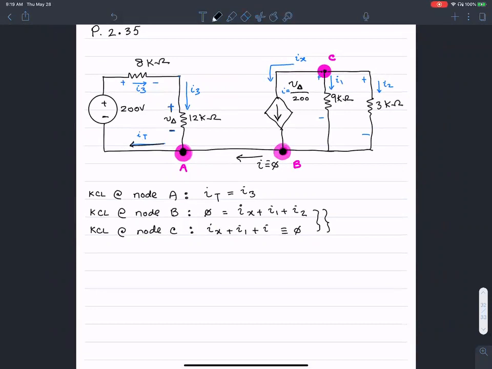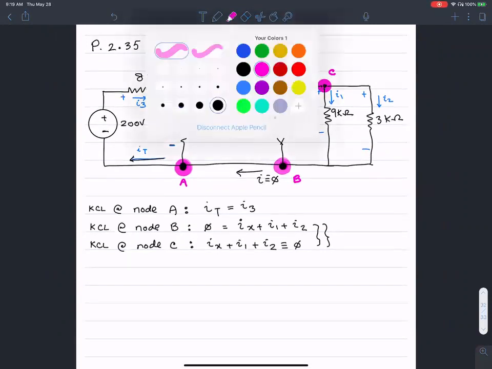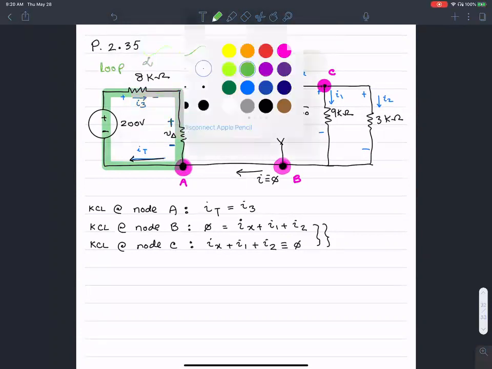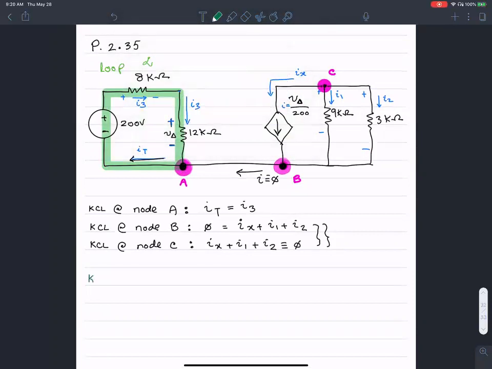So let's see if I can use KVL. I'm going to define a loop using this color and that thickness, this guy, loop alpha. So why don't you set up the KVL around loop alpha and give me the expression for that.